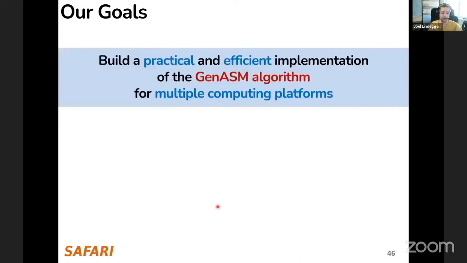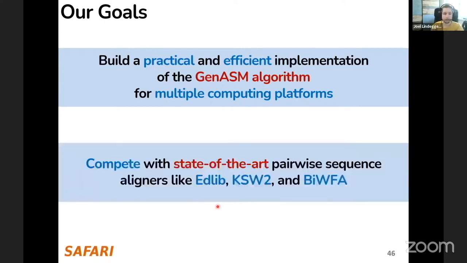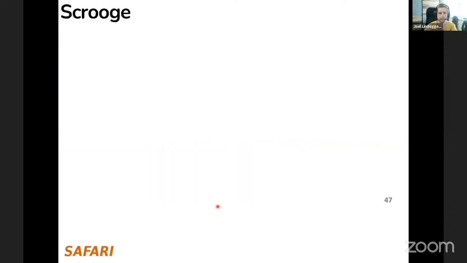And here, our goal was to build a practical and efficient implementation of the GNASM algorithm for multiple computing platforms. Before, we just had an ASIC, and we want to compete with state-of-the-art pairwise sequence aligners like EDLib, KSW2, and BiWFA on all of these computing platforms.